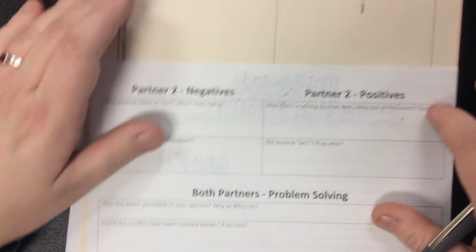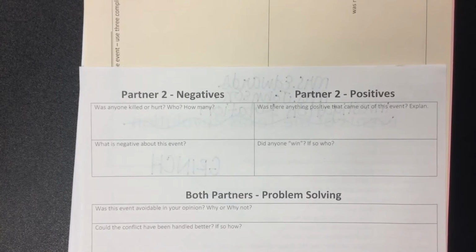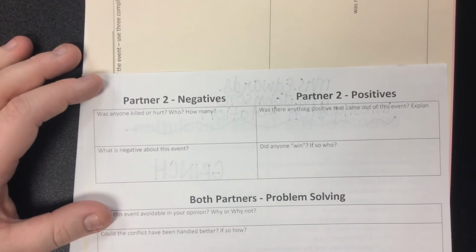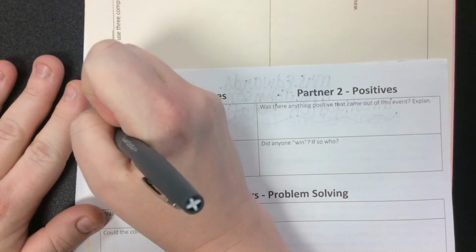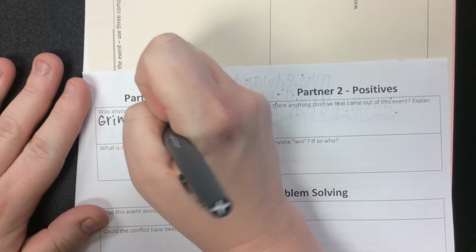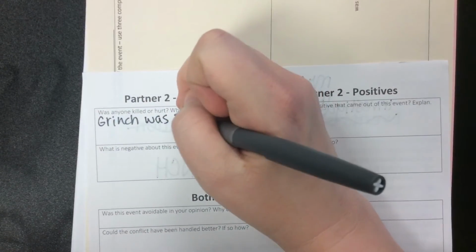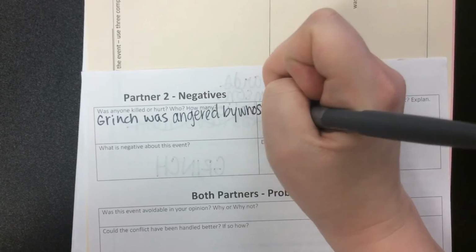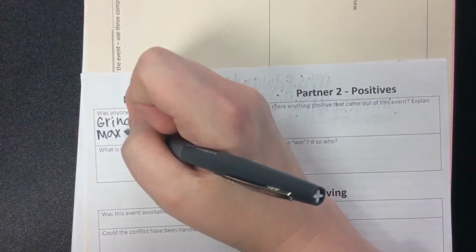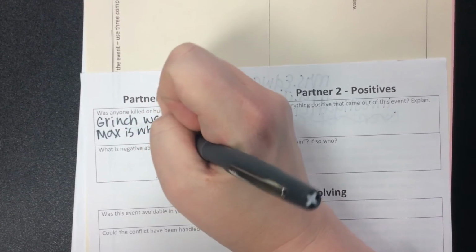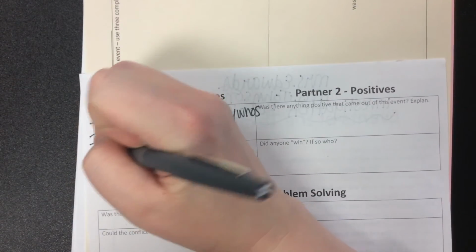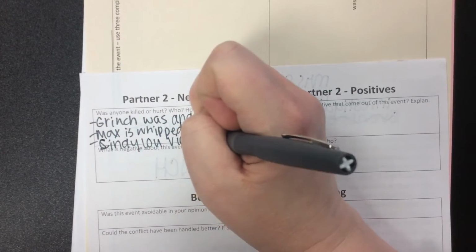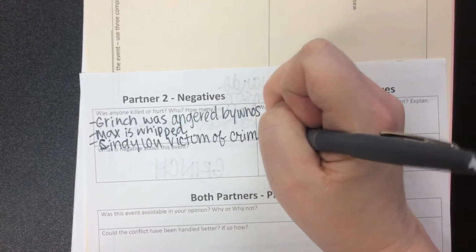All right, next. Partner number 2. That would be Miss Johnson if we were really partners, but we're really not because this is an example. Was anyone killed or hurt? Who? How many? I would say that the Grinch was hurt. I guess he wasn't really hurt, but he was annoyed or angered by the Who's. And then Max was for sure hurt. He was whipped. That's mean. We don't whip animals. Max is whipped, and then also Cindy Lou is the victim of a crime. That's sad.